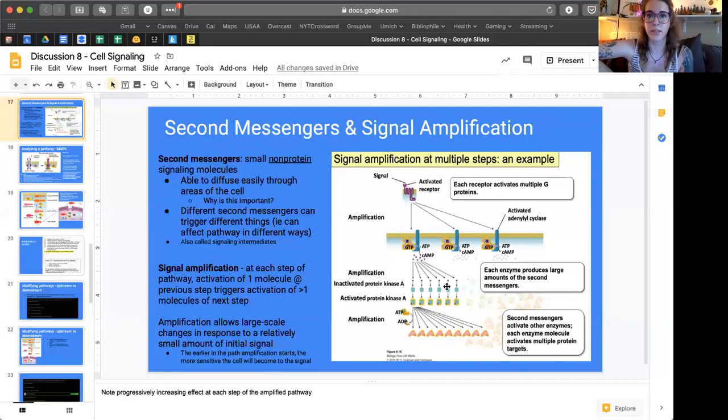And this can be really important because if you're a cell that's located near poison or something, you don't want to require a ton of poison being present in order to transcribe those efflux pumps or something to get it out. You want a little bit of it to be able to produce a large effect. And this amplification process is going to allow that.